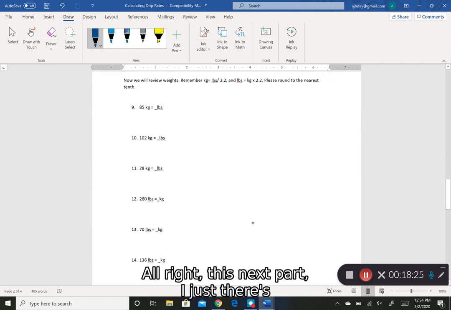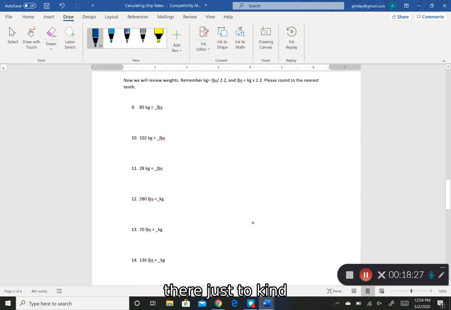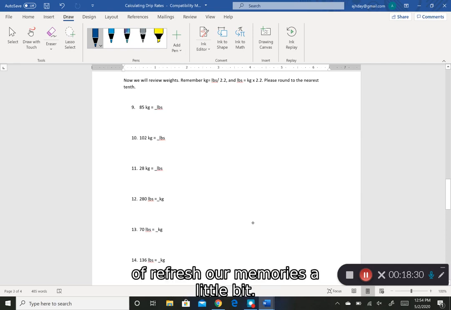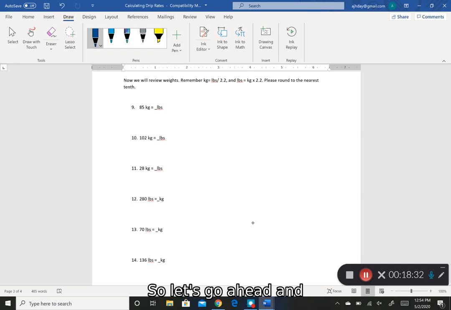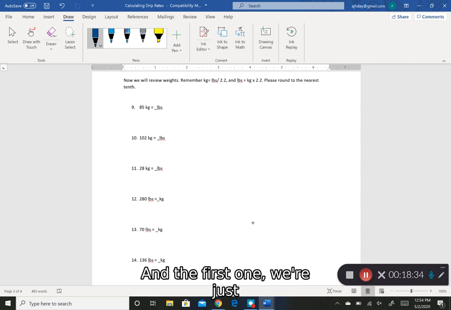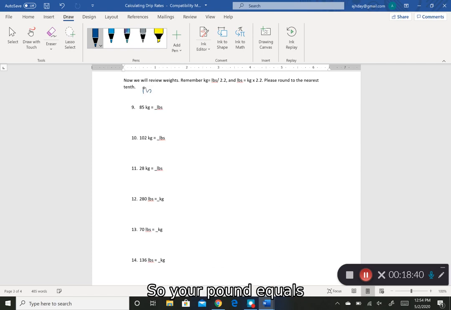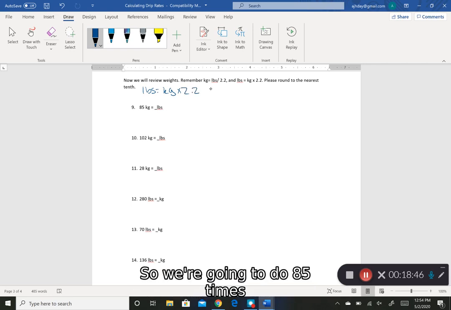Alright, this next part, I just threw some weight conversion practice on there, just to kind of refresh our memories a little bit. So let's go ahead and work through these problems. And the first one, we're just changing kilograms to pounds, which is a little bit easier. So your pounds equals your kilograms times 2.2. So we're going to do 85 times 2.2.